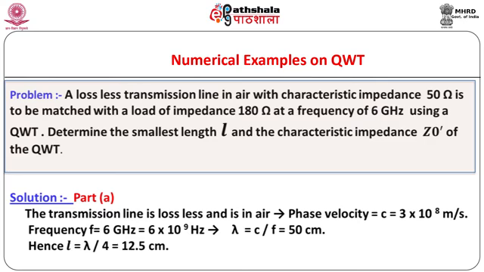Here, since the transmission line is in air and lossless, we have phase velocity equal to 3 into 10 raised to 8 meter per second with frequency f equal to 6 gigahertz, that is 6 into 10 raised to 9 hertz. We obtain lambda as 50 centimeter. Hence, lambda by 4, which is the length of QWT, will be 12.5 centimeter.